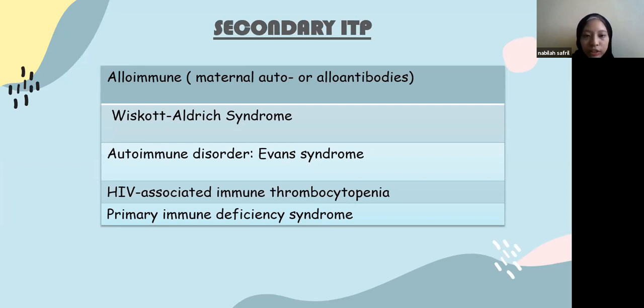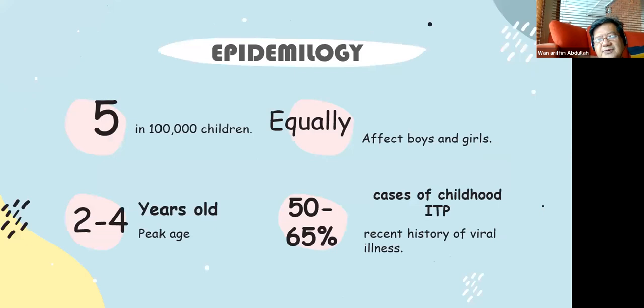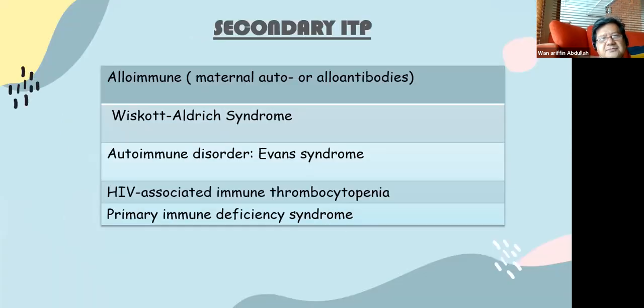And then HIV-associated immune thrombocytopenia. Like I told you, all these are very rare. There's no need for you to go through Wiskott-Aldrich, autoimmune, Evans syndrome and all that. I've seen only 3 cases of Evans syndrome in 30 years.